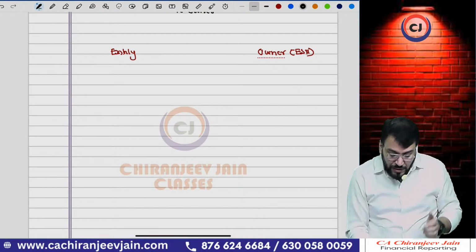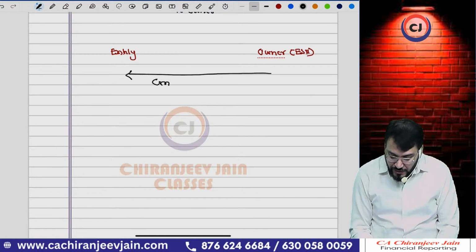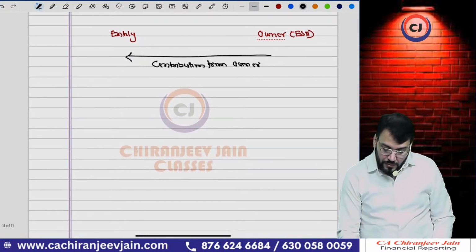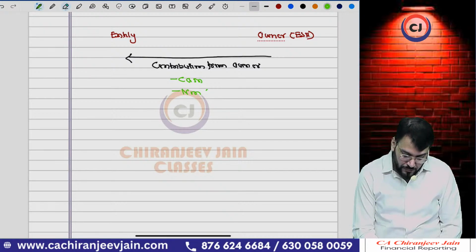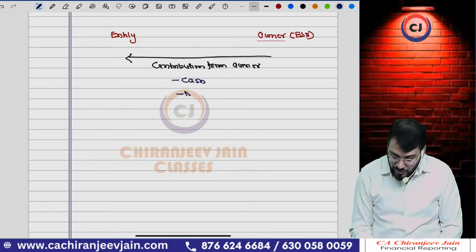Now, can you say what types of transaction there can be? The first transaction is what? Contribution from owner. Can you see it can be in cash, it can be non-cash? Yes or no? Contribution can be in cash or non-cash also? Yes or no? Non-cash.